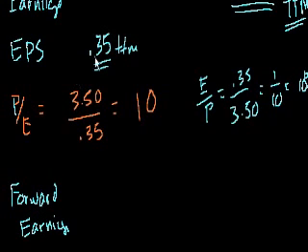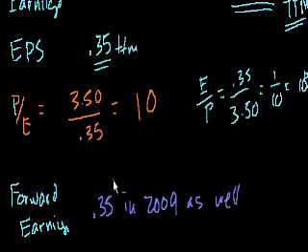They'll say, you know what, I think this company is not going to change. It's such a super stable business. They're going to make 35 cents in 2009 as well. So in this case, this would be the forward earnings.